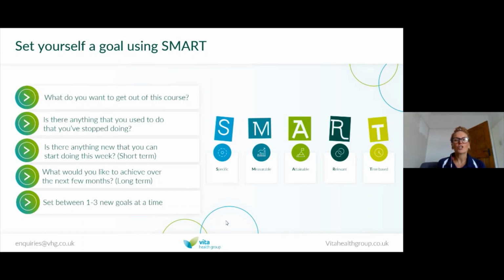So now let's have a look at how you can set yourself a SMART goal. What do you want to get out of this course? Is there anything you used to do that you stopped doing? Is there anything new that you can start doing this week? So short term, what would you like to achieve over the next few months? So think long term, a few months, and then set between 1 to 3 new goals at a time. Now, I want you to have a little think about the goals you want to set yourself using these points.